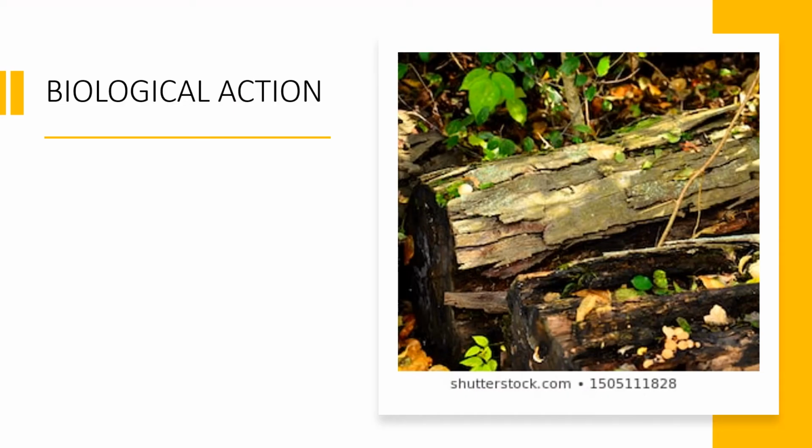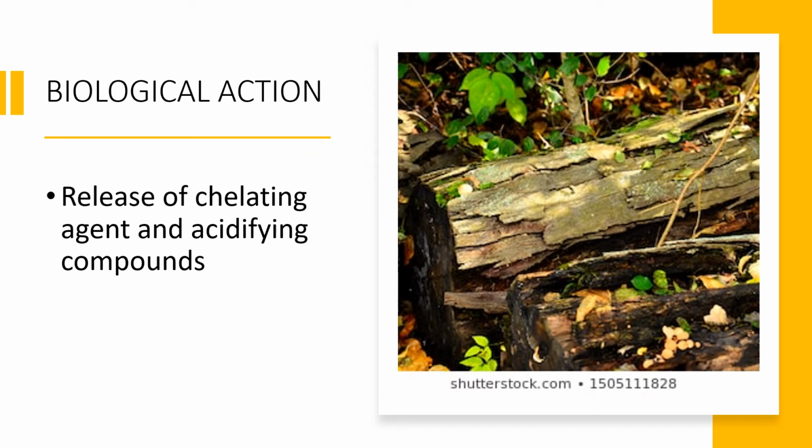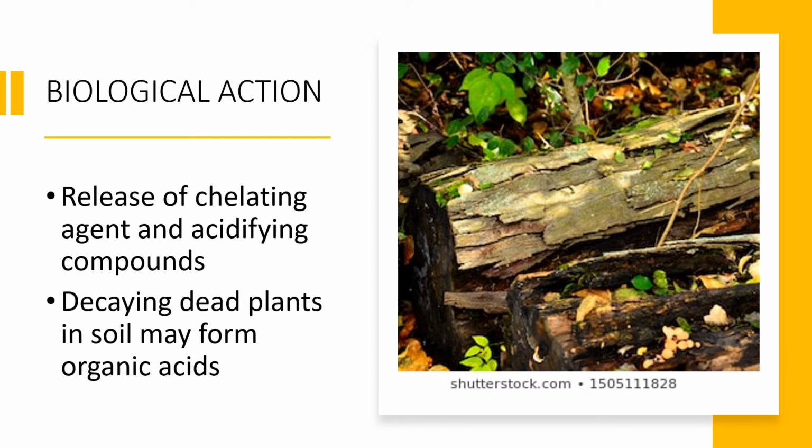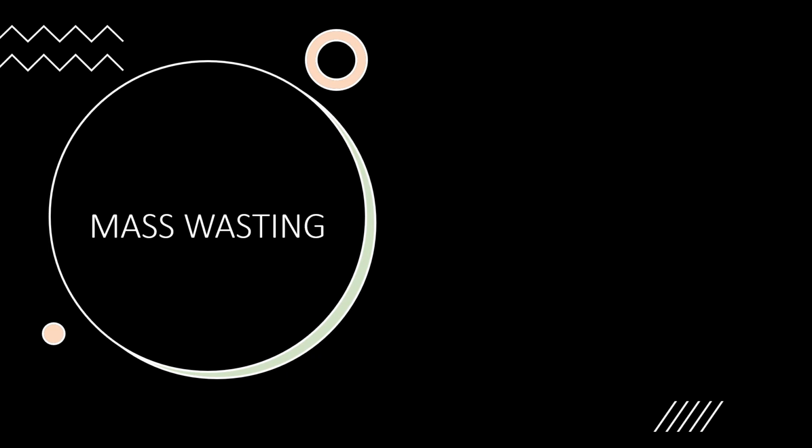The biological action of some plants and animals may create chemical weathering by releasing chelating agents and acidifying compounds that react with some materials or with some minerals in rocks. The decaying remains of dead plants in soil may form organic acids that, when dissolved in water, may cause chemical weathering. Next, we have mass wasting.